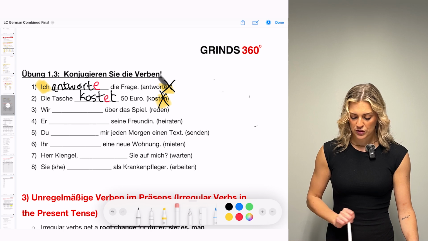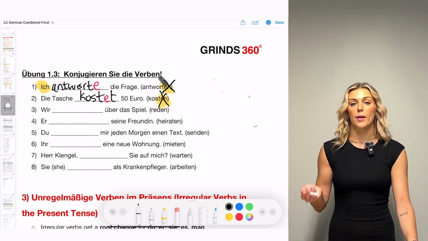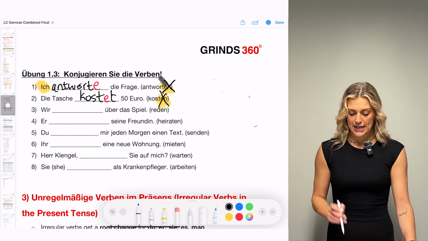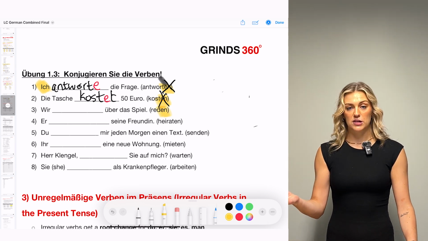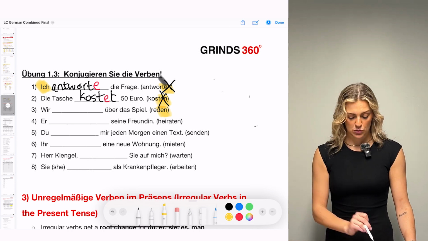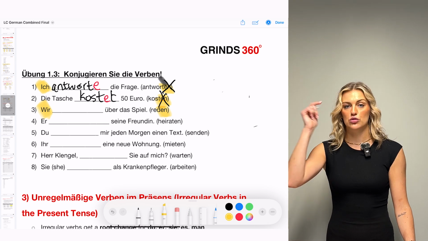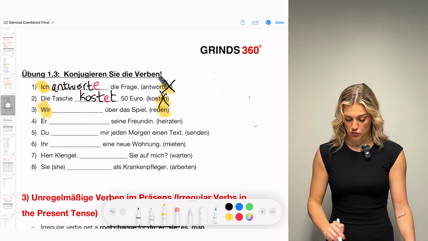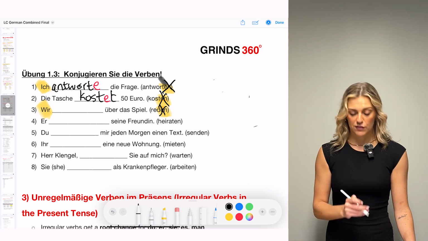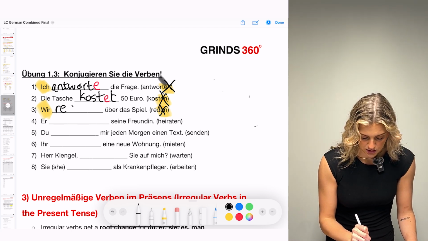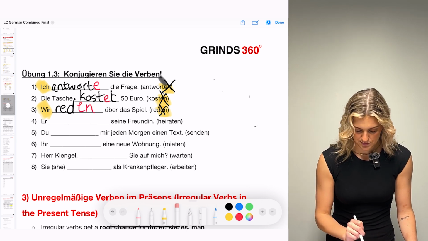Wir something über das Spiel. Wir reden über das Spiel. We talk about the match or the game, okay? Reden ends in den, so depending on my subject, I might have to add in an extra e. So who's my subject? Wir. Do I add in an extra e for wir? No, it's just for du, er/sie/es/man, and ihr. So this just behaves as normal then. Take off my en, I'm left with red. Add on my ending for wir, which is en. Wir reden.